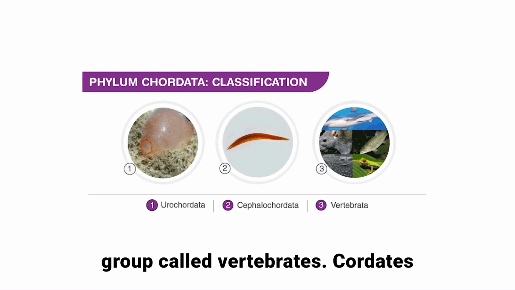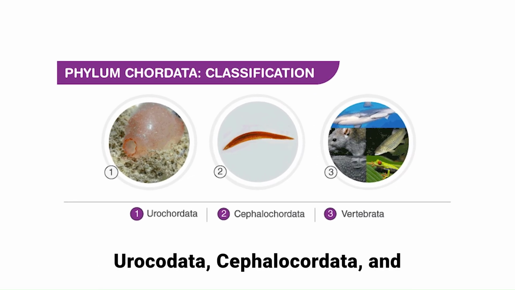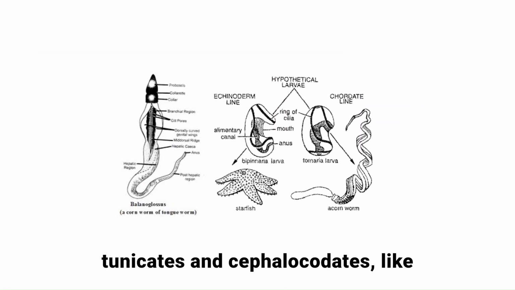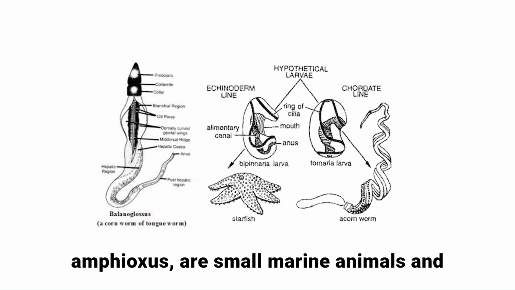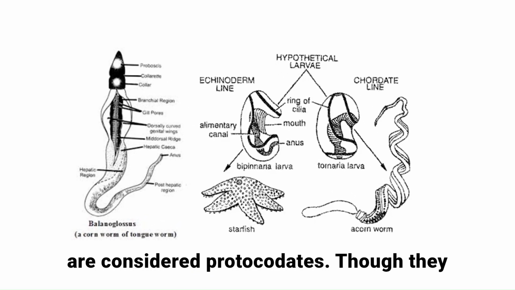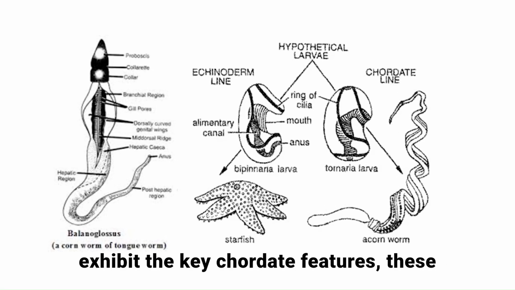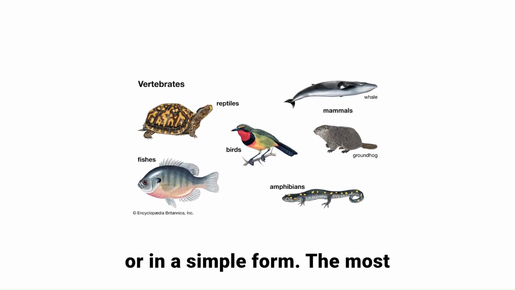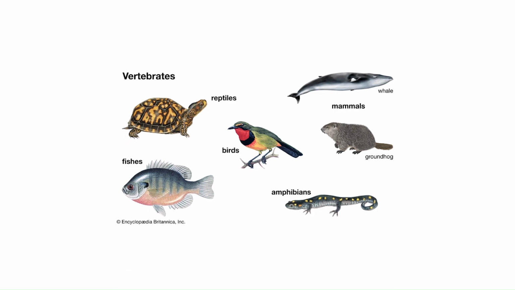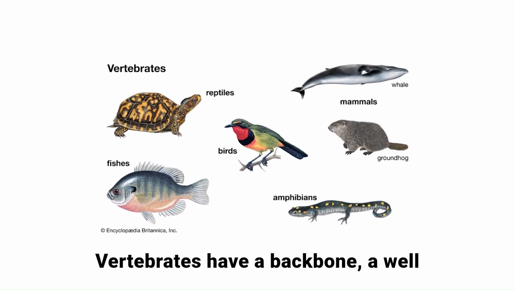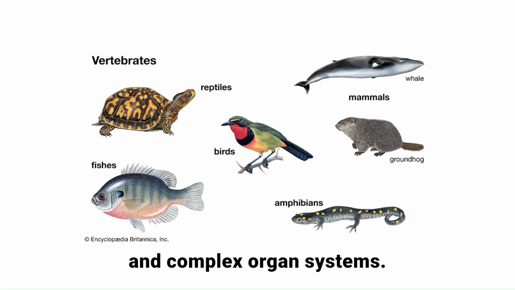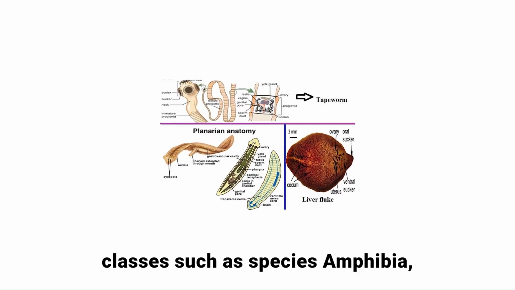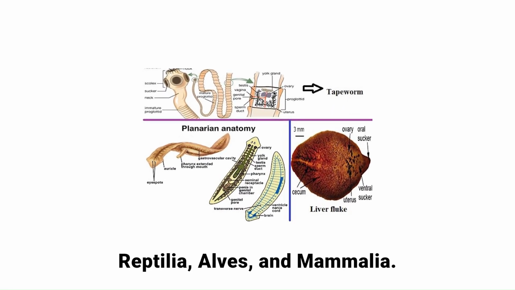Chordates are classified into three major subphyla: Urochordata, Cephalochordata, and Vertebrata. Urochordates, or tunicates, and cephalochordates, like Amphioxus, are small marine animals and are considered protochordates. Though they exhibit the key chordate features, these may be present only in the larval stage or in a simple form. The most advanced subphylum is Vertebrata. Vertebrates have a backbone, a well-developed brain enclosed in a cranium, and complex organ systems. Vertebrates are further divided into classes such as Pisces, Amphibia, Reptilia, Aves, and Mammalia.